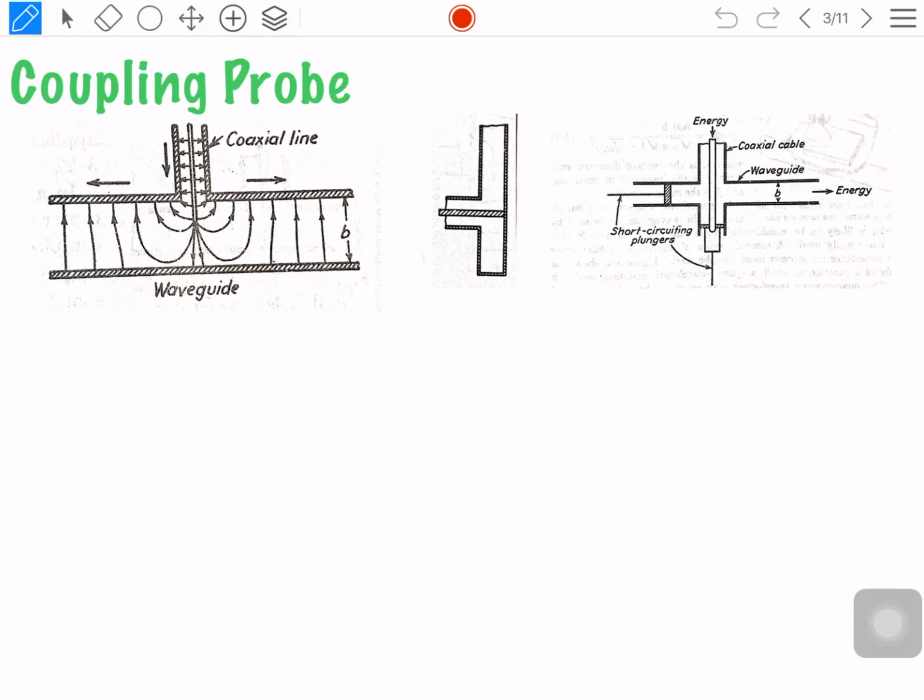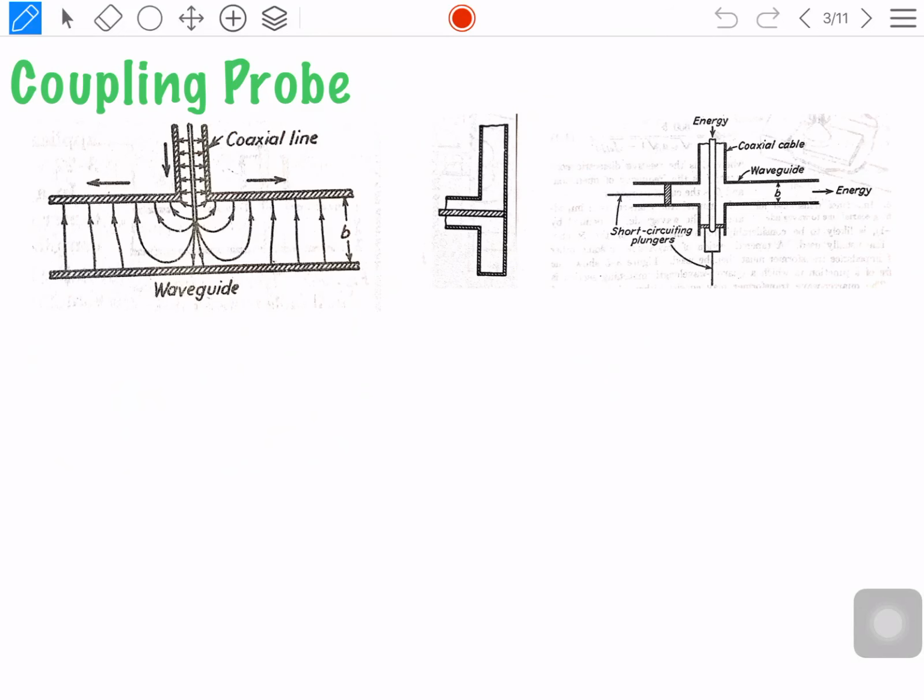Let us move to the first one, that is the coupling probe. A coupling probe usually consists of an extension of the center conductor of the coaxial line at the midpoint of one of the wide walls of the guide.